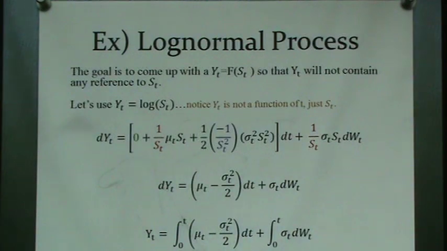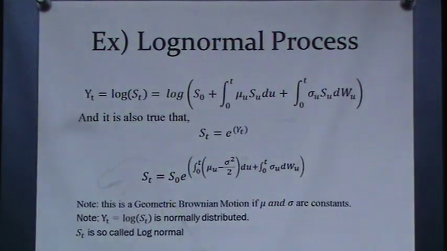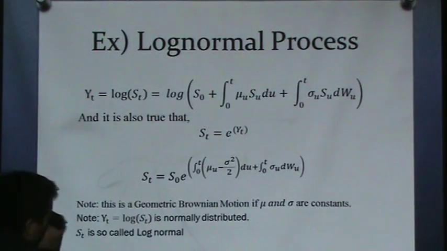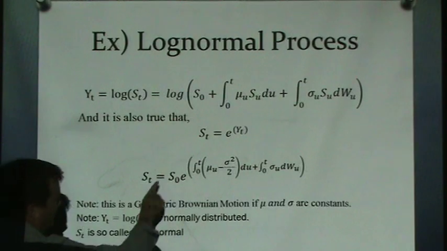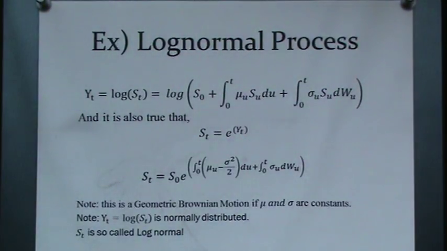So y is a normally distributed process, and the stock price is not actually normally distributed, but we're going to say it's a so-called log normal distribution. So if you took the logarithm of the stock price, it would then be normally distributed. So we say that the stock price itself is log normal distributed.